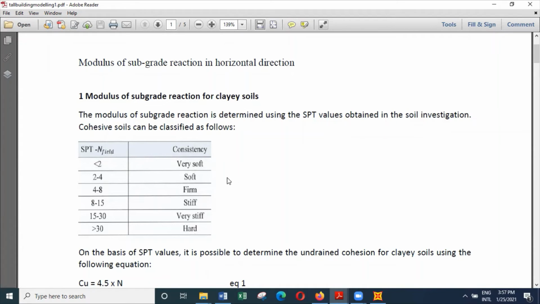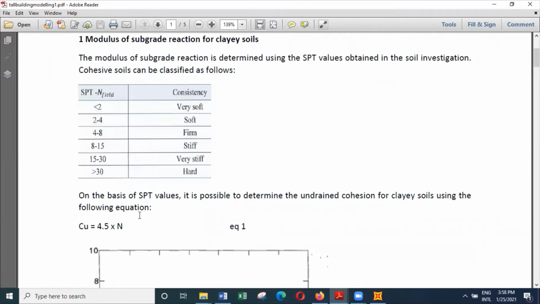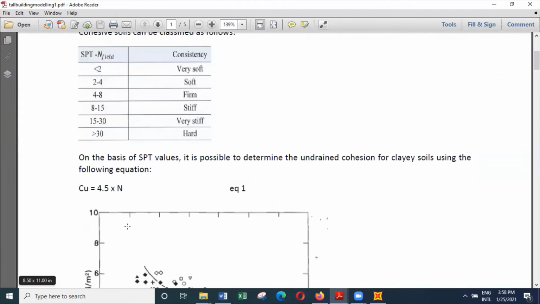So you know that these SPT values are affected by the water table. So depending on the height of the water table, these values can vary, but the fact that water table is present is already taken into account. So on the basis of SPT value, you can determine the undrained cohesion for these clay soils. Using this equation, undrained cohesion is equal to 4.5 times the SPT value.